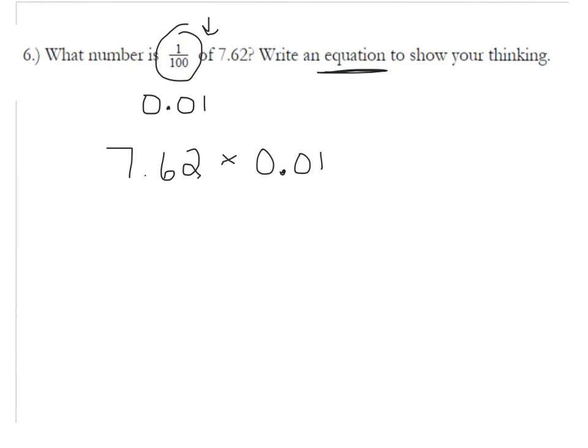So pause for a second here. Think about how you could do that. How could you multiply by 1/100th using your place value chart? I'll give you a second to try this problem on your own and then play the video when you're ready to check your work.